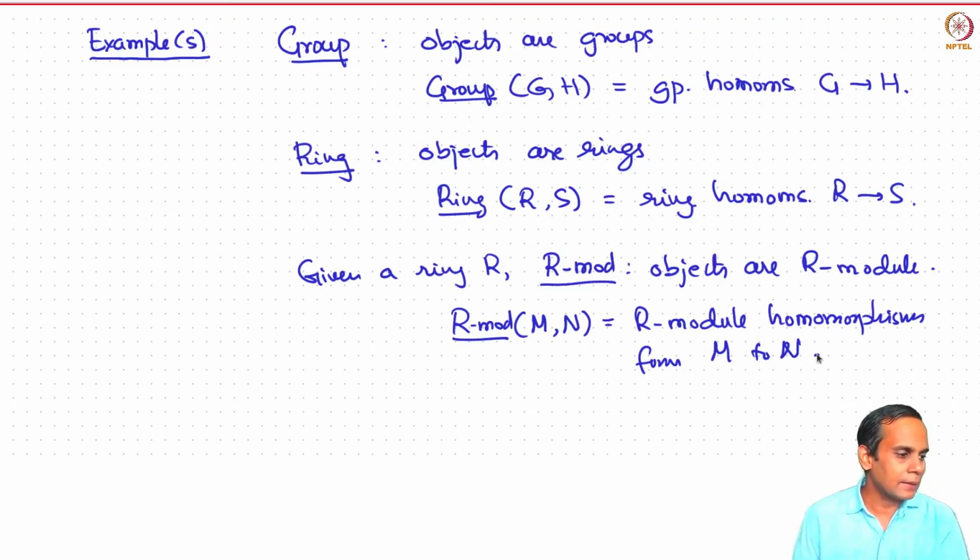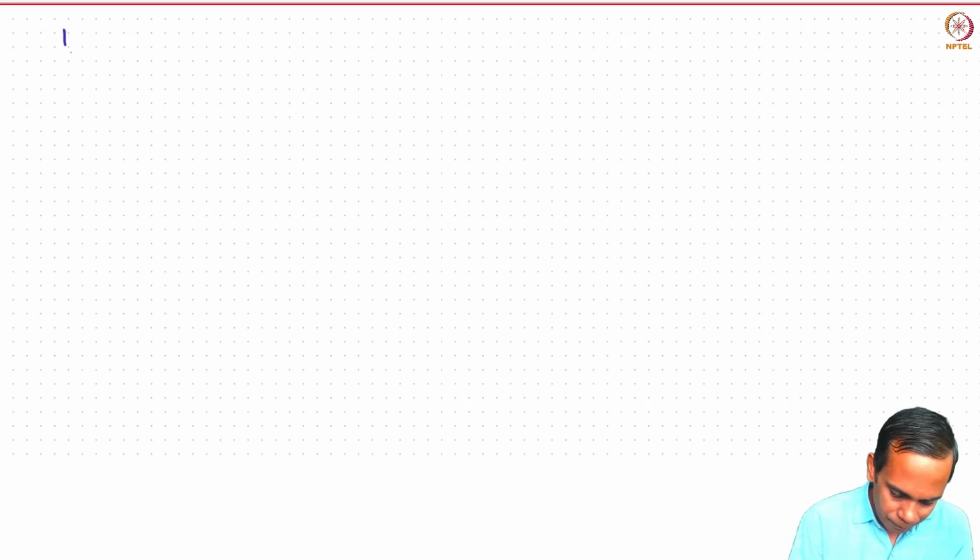Let's look at a slightly different kind of example where the objects are not sets. So, a category with one object.